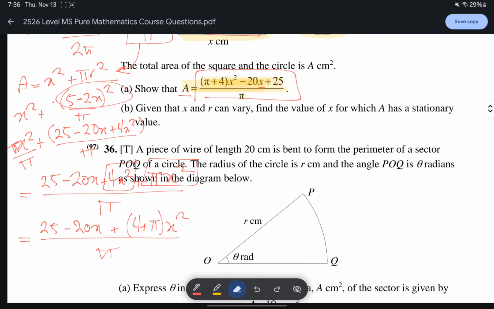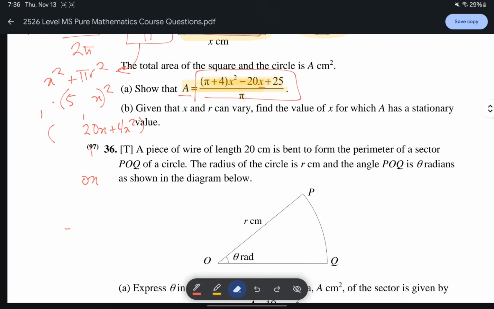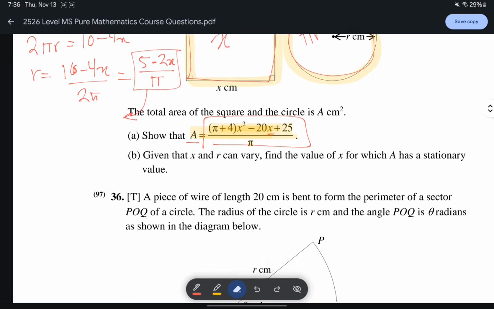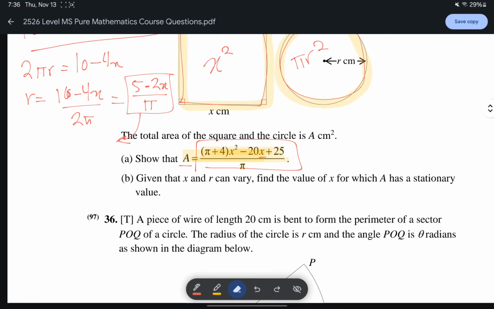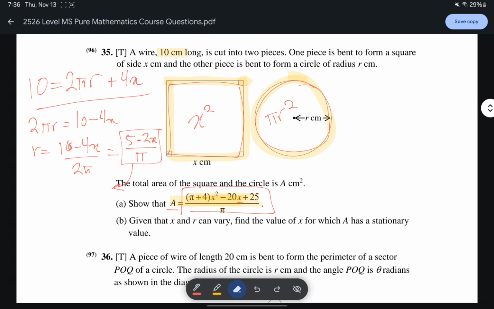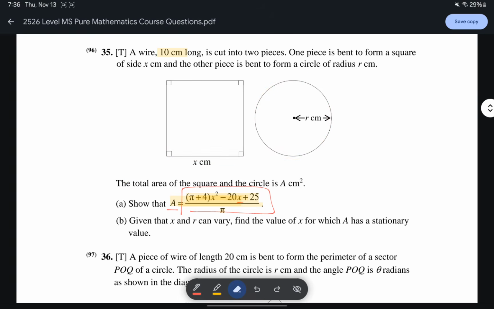Now part B. For part B, they're saying that given x can change, find the value of x for which A has a stationary value. I'll remove this so you have more space to work with. Part B you should always be able to solve, and if you couldn't do part A, just solve part B.